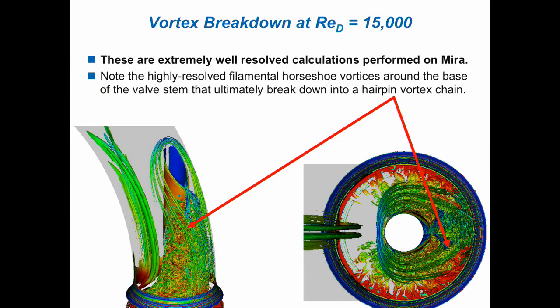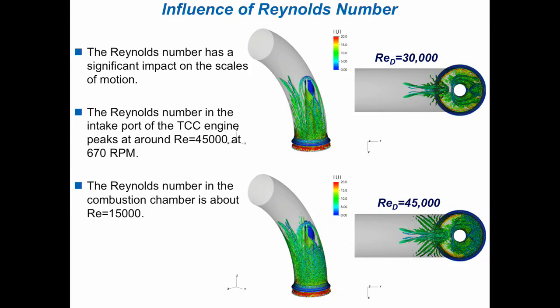Once we got that taken care of, you can see here these horseshoe vortices around the valve stem. They break up into hairpin vortices. What's really fascinating here is this has implications when an air-fuel mixture is coming in. Things are pretty well stirred by the time they enter because of the amount of turbulence that's in the intake port. So we're going to be investigating that more and more as we go on.